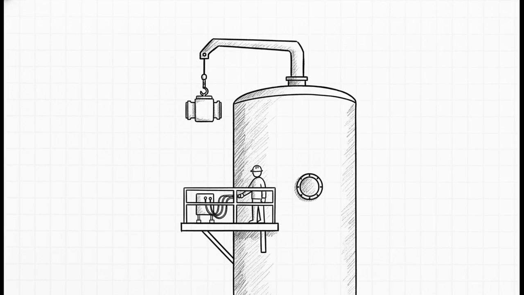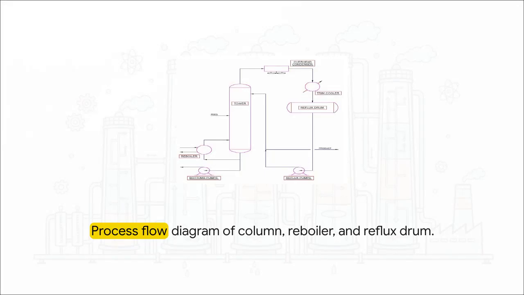Any manhole 12 feet or higher requires a permanent access platform. We also have to supply utility stations with steam and air right on those platforms to power maintenance tools. And we have to ensure structural handling davits are perfectly positioned to lift the really heavy components. Because remember, the column does not exist in isolation. It's part of a much larger ecosystem.